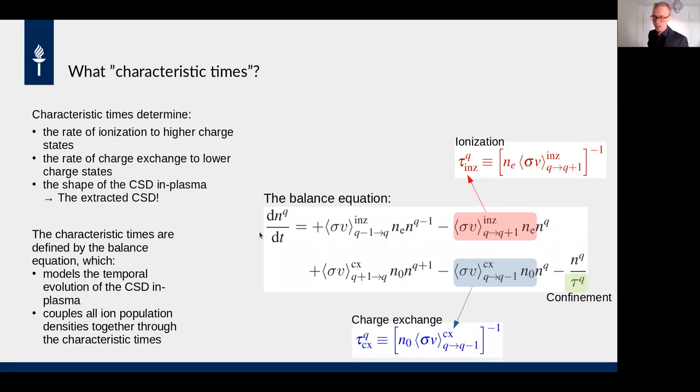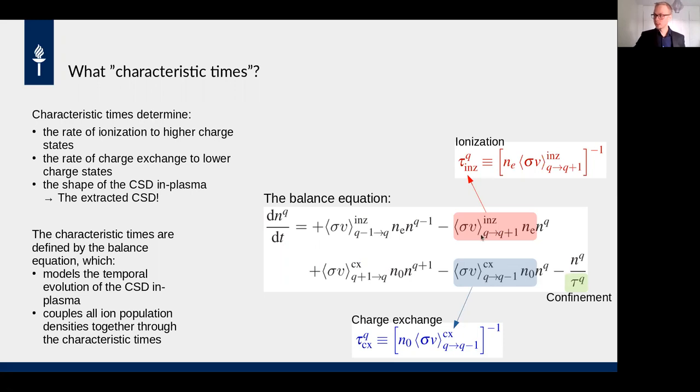So, what characteristic times? The characteristic times are defined by the so-called balance equation. In the context of ECR ion sources, the balance equation is, in my opinion, the mother of all equations. It defines a coupled group of differential equations describing the temporal evolution of ion population densities in the ion source plasma. The model described by the balance equation consists of stepwise ionization via electron-ion collisions, charge exchange between ions and neutral atoms, and losses from confinement.